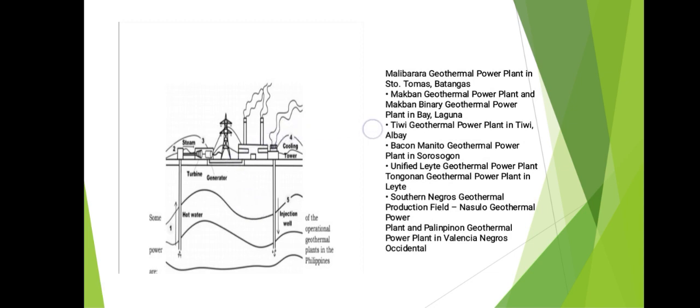So these are the examples of geothermal power plants in the Philippines. Mahanagdong geothermal power plant in Santo Tomas, Batangas, Makban geothermal power plant and Makban binary geothermal power plant in Bay, Laguna, Tiwi geothermal power plant in Tiwi, Albay, Bacon Manito geothermal power plant in Sorsogon, Unified Leyte geothermal power plant, Tongonan geothermal power plant in Leyte, Southern Negros geothermal production field, Nasulo geothermal power plant, and Palinpinon geothermal power plant in Valencia, Negros Occidental.